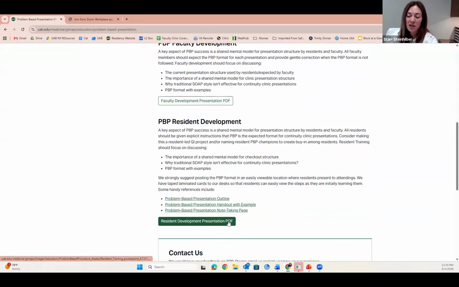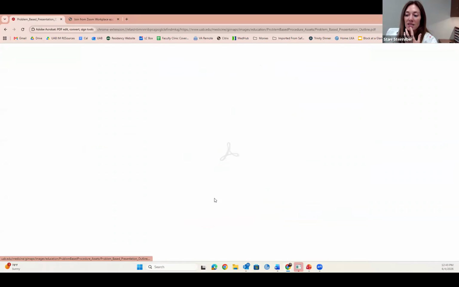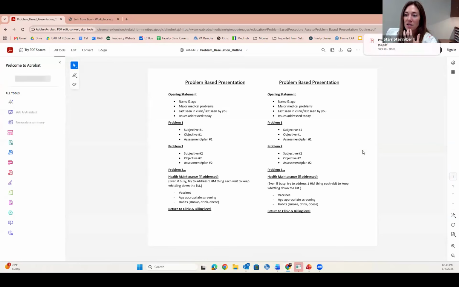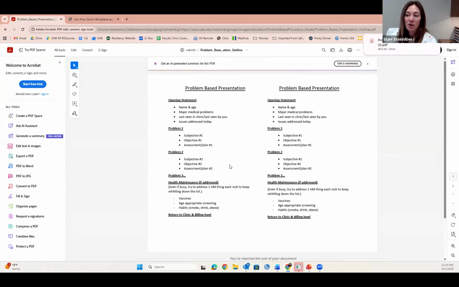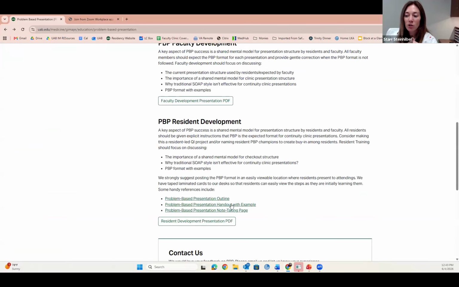And then there's another one for residents. The yellow is this one. If you click on outline, we just printed it on yellow and laminated it. So this is what everyone sees that's taped to the desks, which is helpful. And then we made a few other things that I'll show you.